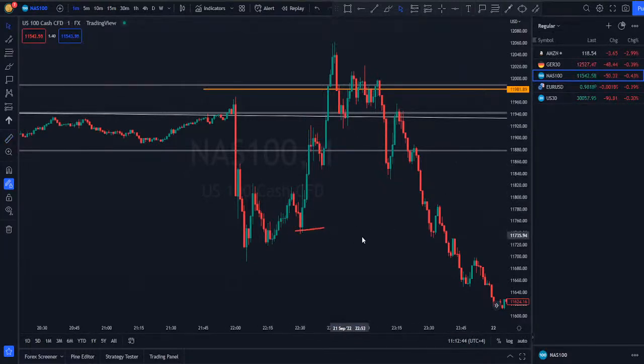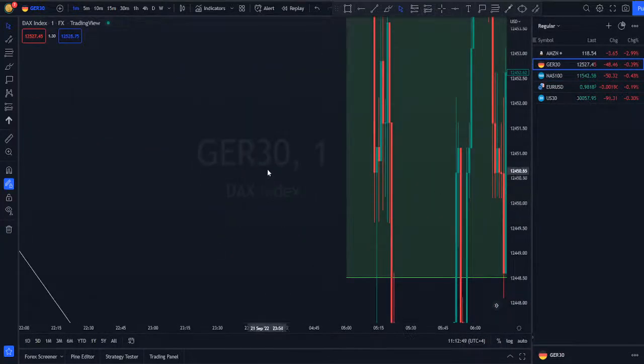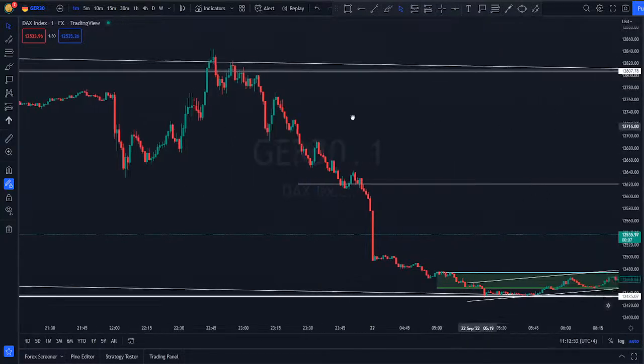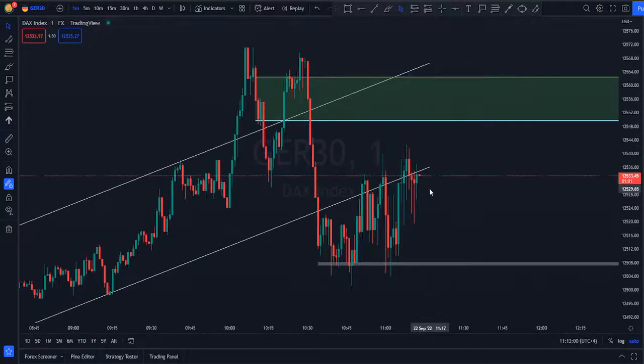Well, I'm not going to advise anyone to use mental take profit or mental stop loss. It kills. Okay, let's see. Okay, I like what I see.